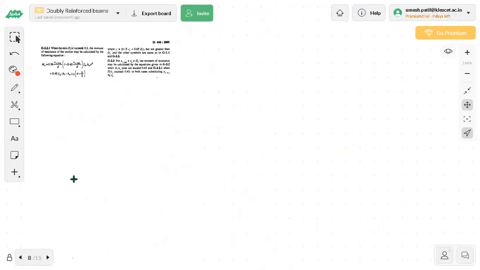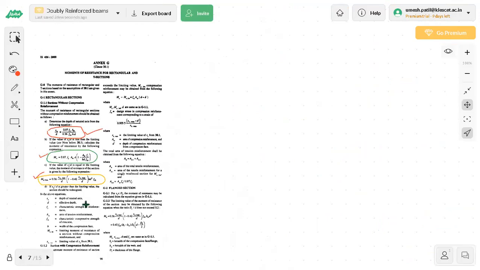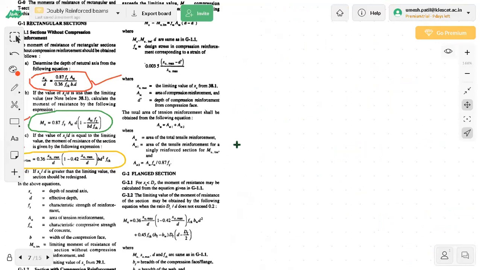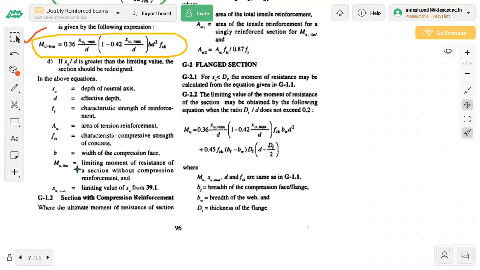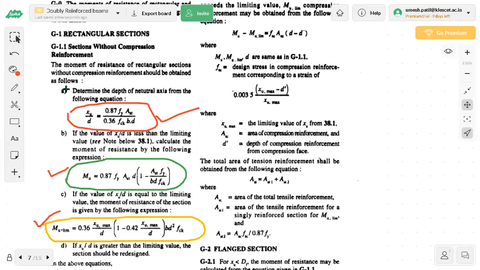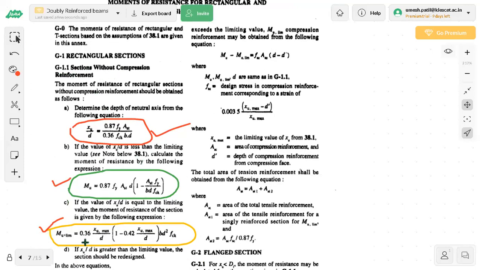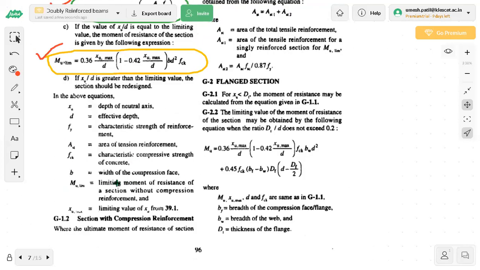I don't know whether it is there in this. I'll just check it. Yes, it is in the previous class. Whatever page was loaded, same thing you can see. G1.2. G1.1 is, see this. This is G1. G1 is rectangular sections. In that one, G1.1 is the singly reinforced section that we discussed in the previous class. Now you continue the same.